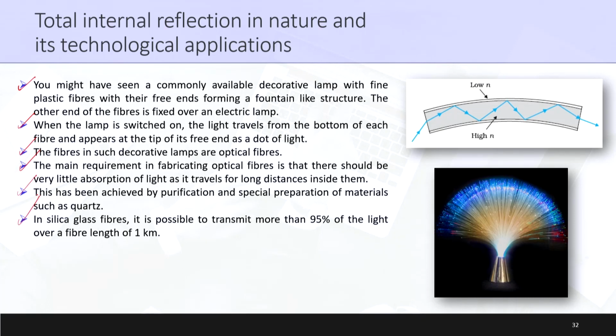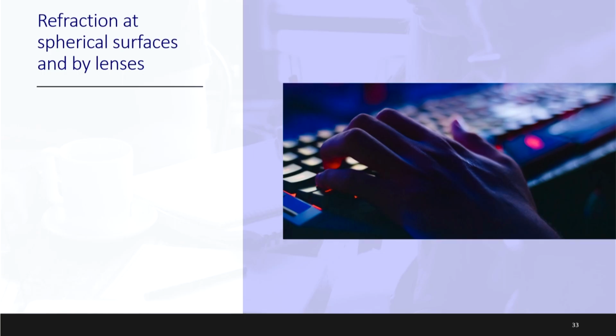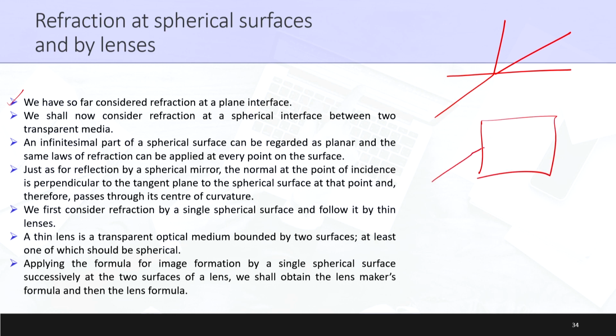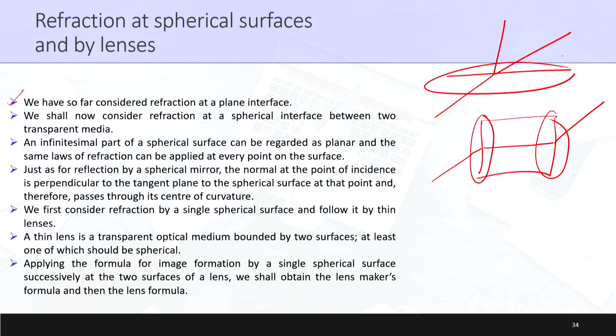Let us move on to a new discussion today, that is regarding refraction at spherical surfaces and by lenses. So far we have considered refraction at a plane interface. Like we used a plane interface like this, and the incident ray was either going towards the normal or going away from the normal. So, basically these two things were considered. Then similarly in the glass slab also we considered it. So, every interface was a plane interface every time.